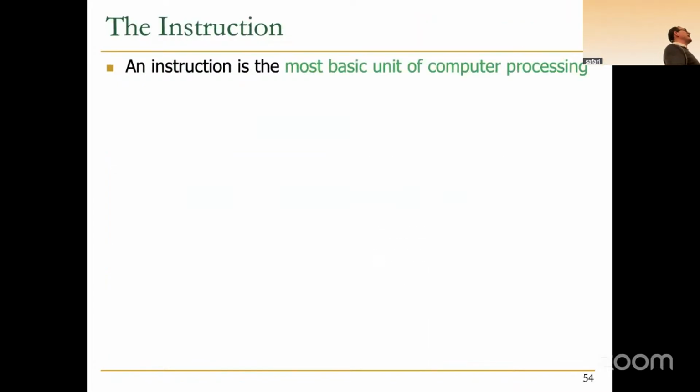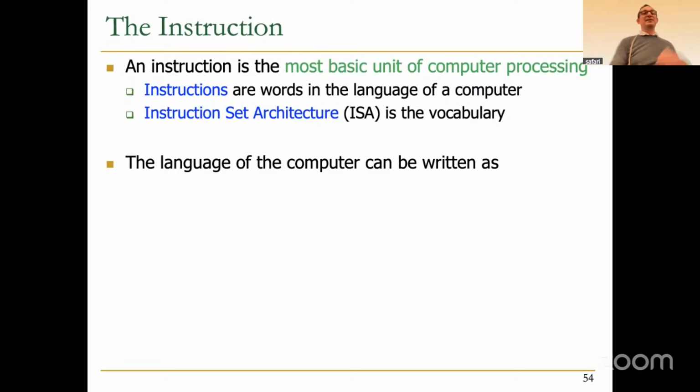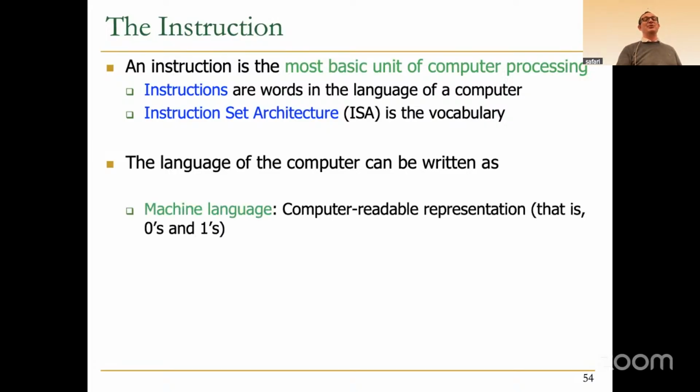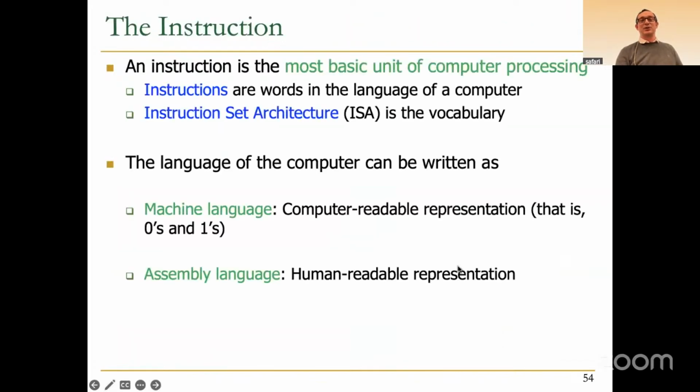Essentially, an instruction is the most basic unit of computer processing. Instructions are the words in the language of a computer. Hardware understands these instructions. Instruction set architecture is really the vocabulary of that language. So you could imagine different ways of designing this, right? Like any other computer language or human language, there are many different ways of communicating information, right? The language of the computer can be written as machine language. This is the computer readable representation, ones and zeros, which is basically what I showed you over here. These are not ones and zeros, but they're grouped into 4 bits each. This is the hexadecimal notation, right? They're basically grouped ones and zeros.